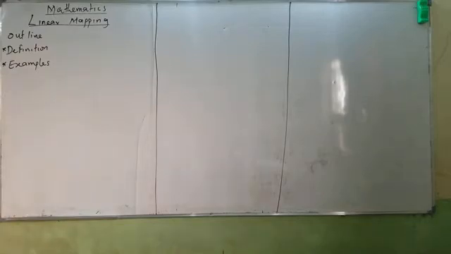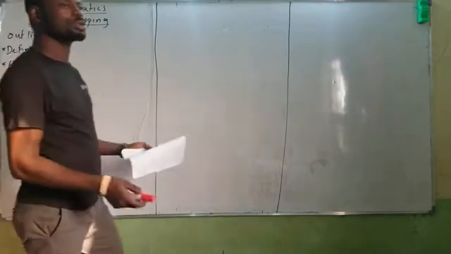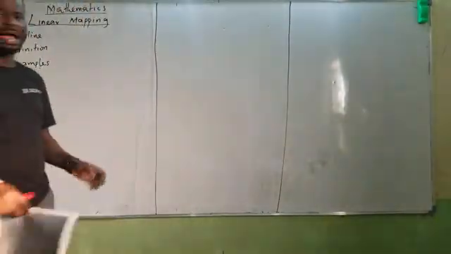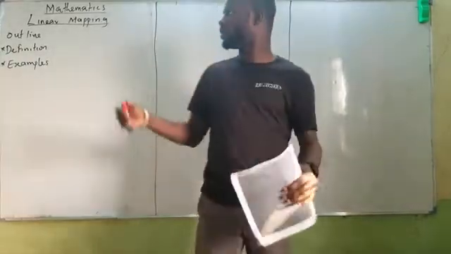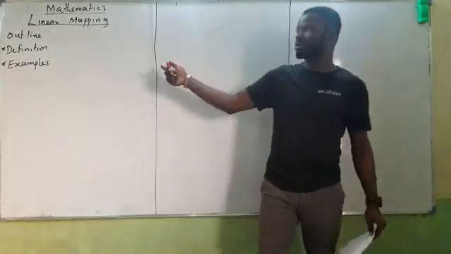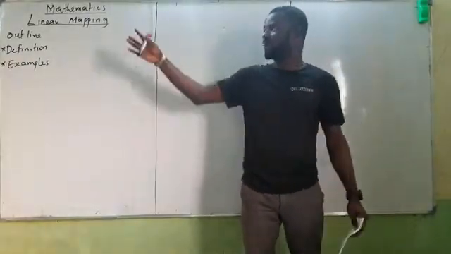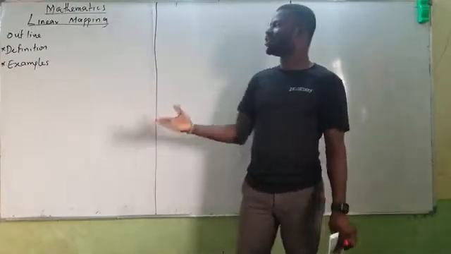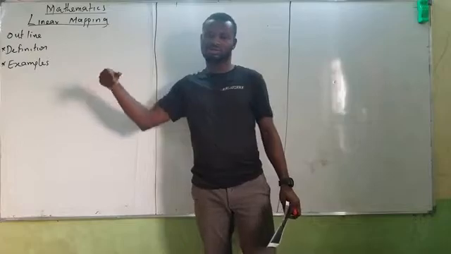The outline of this video: number one, the definition of linear mapping, and the second one is examples, just to try to illustrate. Don't forget, before now we have done enough examples on elementary mapping. I've told you that mapping can also be called function.